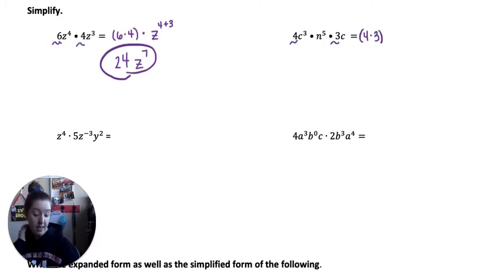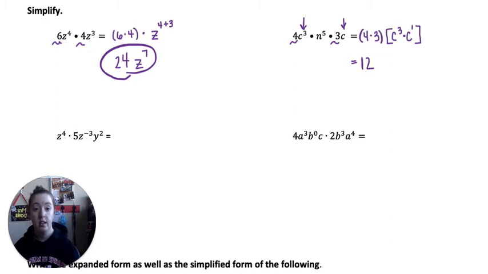And we know 4 times 3 is 12. Now let's take a look at what's happening with our c's. So we have a c to the 3rd power, and then we have another plain old c. And remember, he's technically to the 1st power if there's nothing there. So that means altogether we have c to the 4th power.